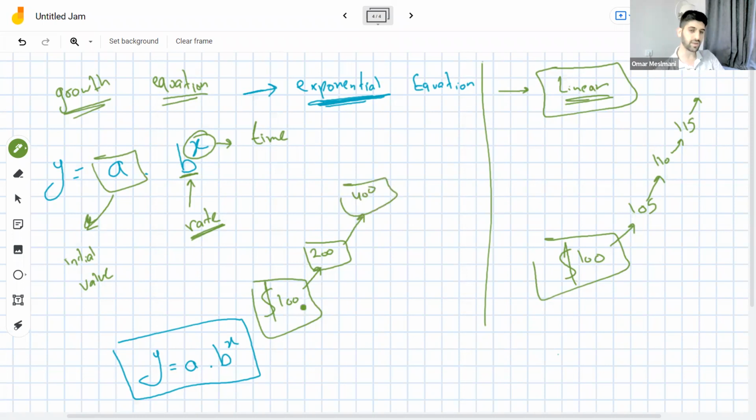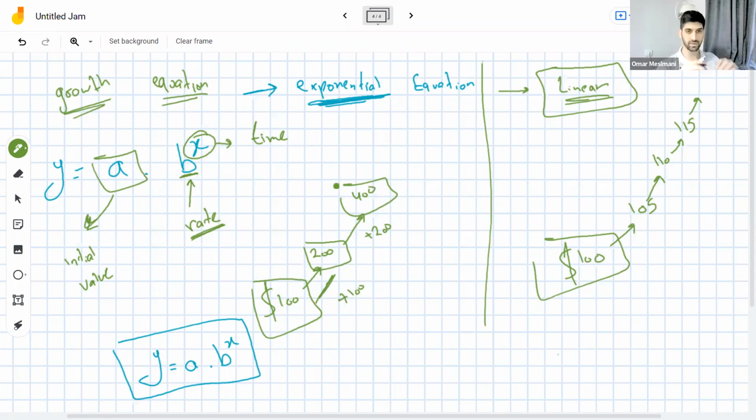So is it constant? The increase from 100 to 200 is plus 100. From 200 to 400, it's plus what? 200. So is it the same amount? No, it's not the same amount. Once you don't have exactly the same amount, this is when you say I don't have a linear, I have an exponential.